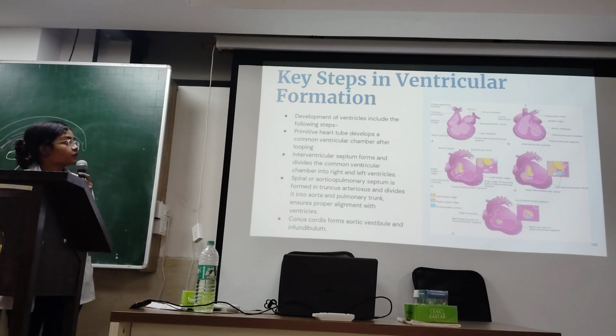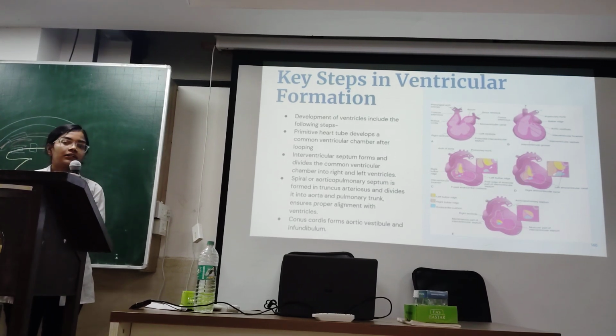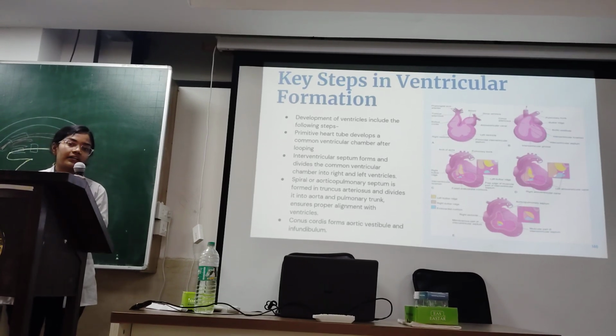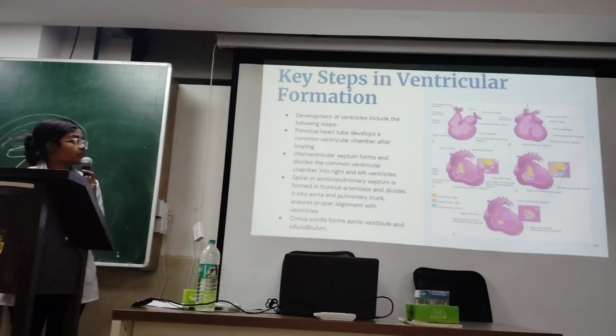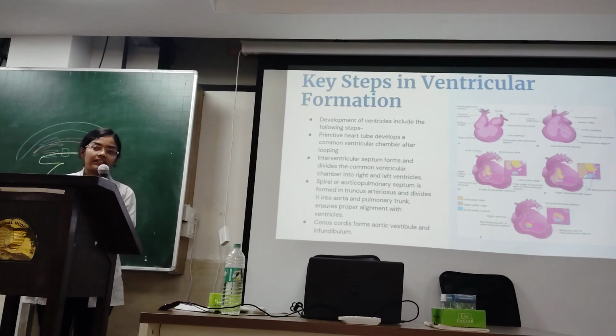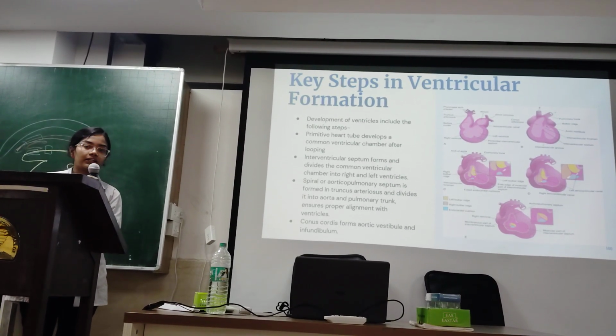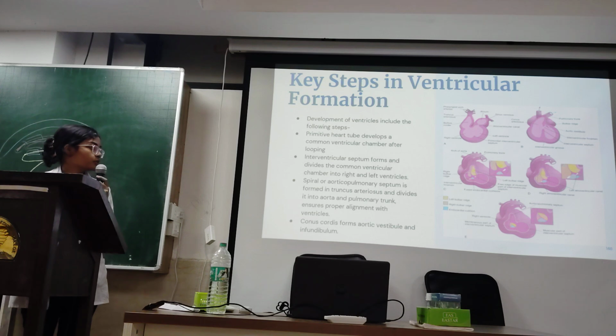Key steps involved in ventricular formation. After the heart undergoes looping, there is a basic spatial arrangement established already for the ventricles, and there is a common ventricular cavity. In the ventricular cavity, first of all, the right and left sides are not separated, so there is formation of the interventricular septum. The interventricular septum divides the right and left ventricles. Simultaneously, in the truncus arteriosus, there is formation of the spiral or aorticopulmonary septum. And in the conus cordis, remodeling occurs, and it leads to the left part forming the aortic vestibule, and the right part forming the infundibulum.